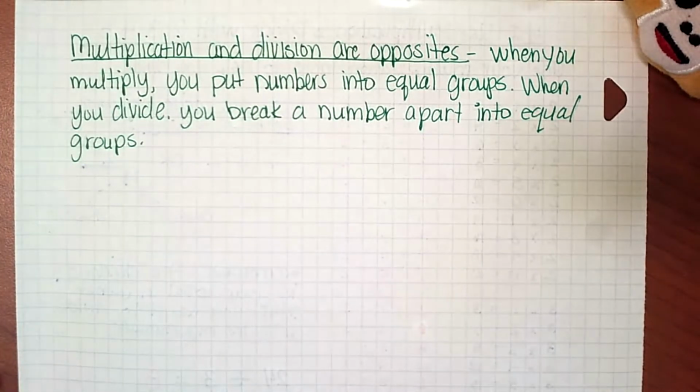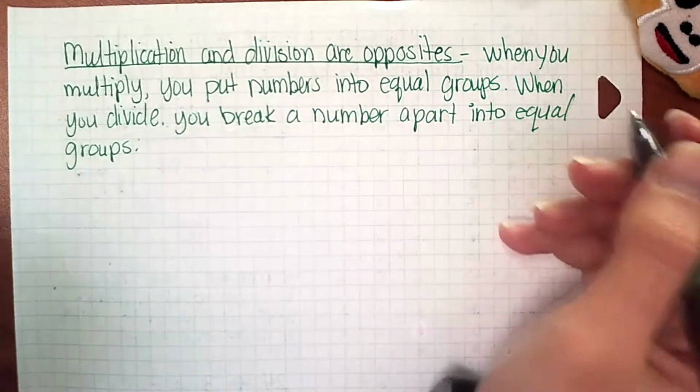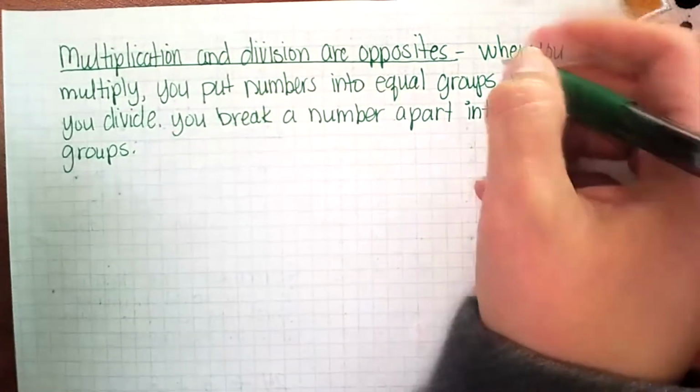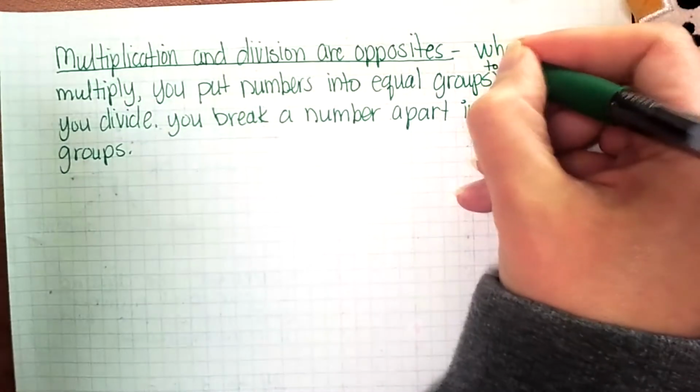When you divide, you're breaking your whole number into equal groups. So over here, you put numbers in equal groups together.